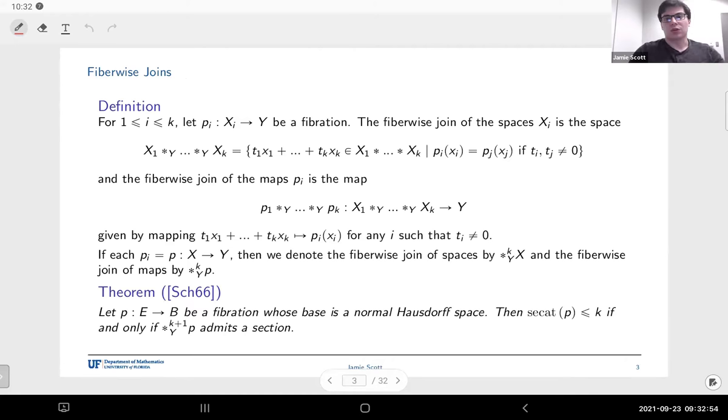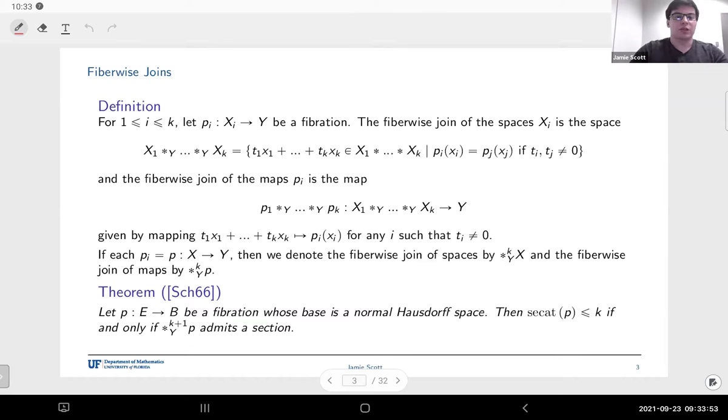One of the important tools that we'll use is fiberwise joins. So if you have a collection of fibrations p_i from X_i to Y, then we define the fiberwise join of these fibrations. It's called this because the fiber will be the join of the fibers. First we need to define the domain, which we denote by X_1 fiberwise join up to X_k, and this will actually be a subspace of the full join of X_1 to X_k. If we have a sum t_i x_i, we'll say that this is in the fiberwise join of the spaces when p_i of x_i equals p_j of x_j whenever t_i and t_j are both non-zero.